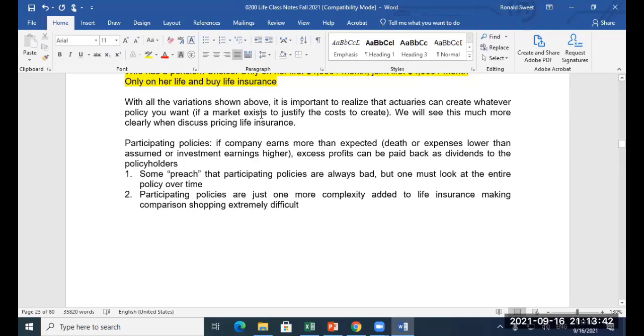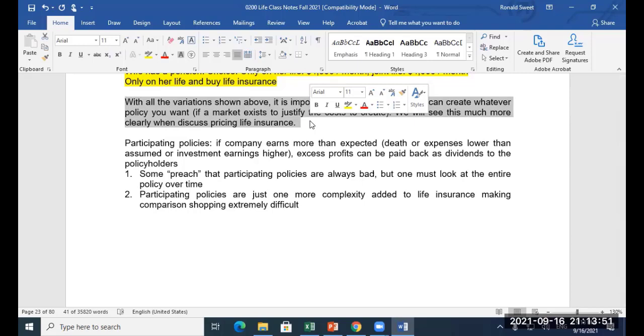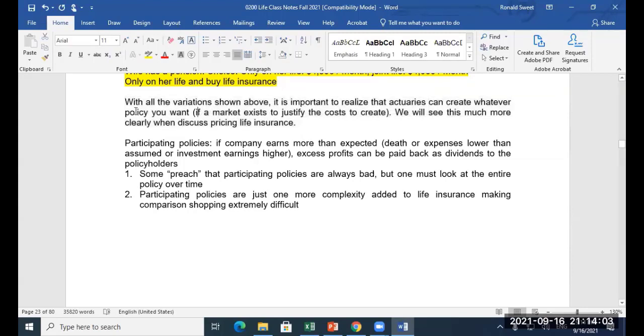But I'll show you some of those problems, but there's almost no limit to what an actuary can do. If the payment depends on whether you're alive or dead, and they know the timing, they can create any product. The question is, is there a market there? So actuaries can handle quite complex calculations. So we'll get into it.